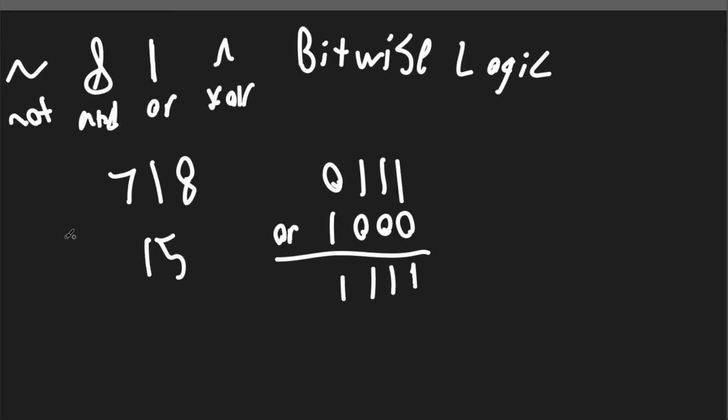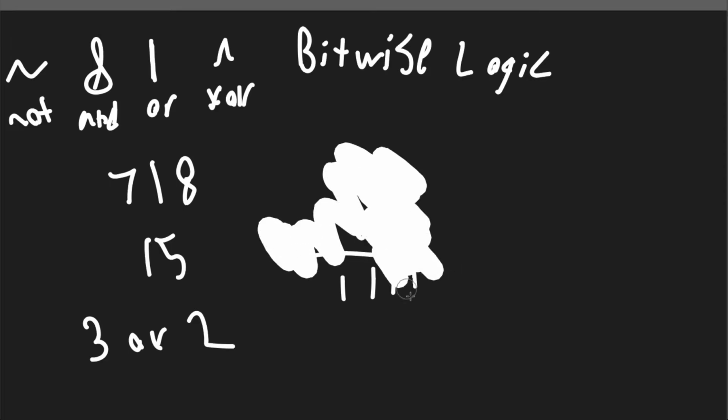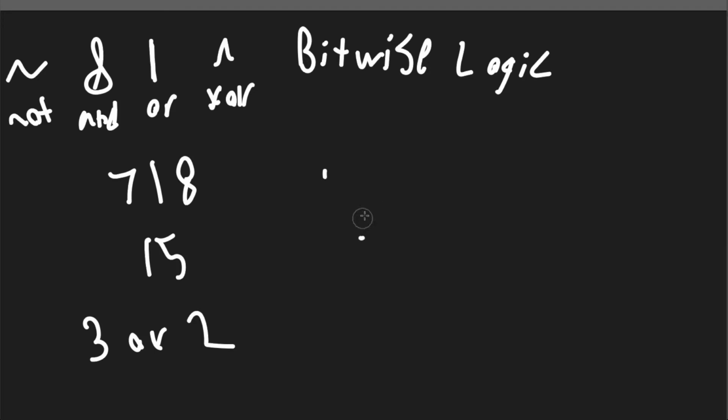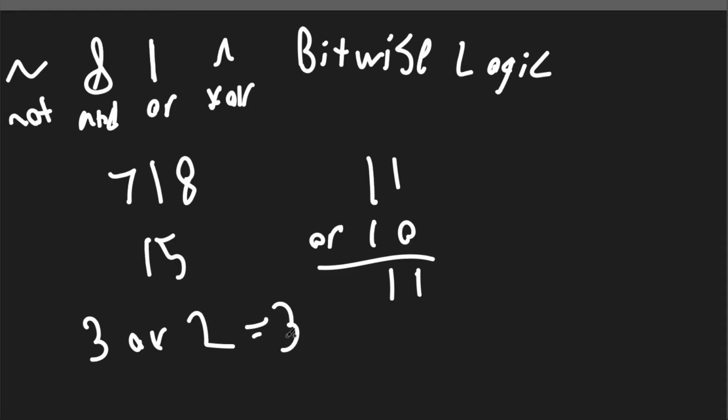That sounds weird. It's not like you're adding 7 and 8, because if you add 7 and 8, it's 15. But what if you're doing 3 or 2? 3 or 2 is not going to be the same result as adding 3 and 2. Let me show you that 3 in binary is 2 ones, and 2 in binary is 1 0. And this is going to be 3 or 2, and you'll see that it'll end up being 3.